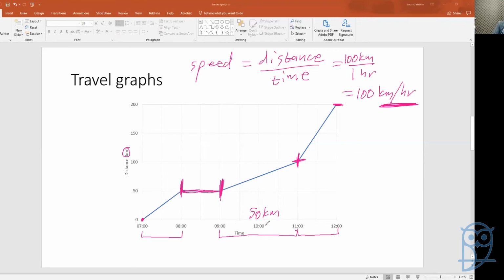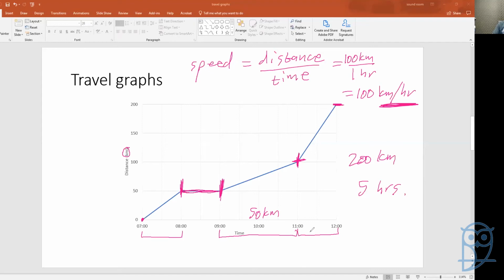It says, how long did the whole journey take? Well, it took from 7 to 12, and we can subtract those 2 times, and we get 5 hours in total. How far did they travel in total? Well, they started at 0 and they ended at 200. So they traveled 200 kilometers in total.